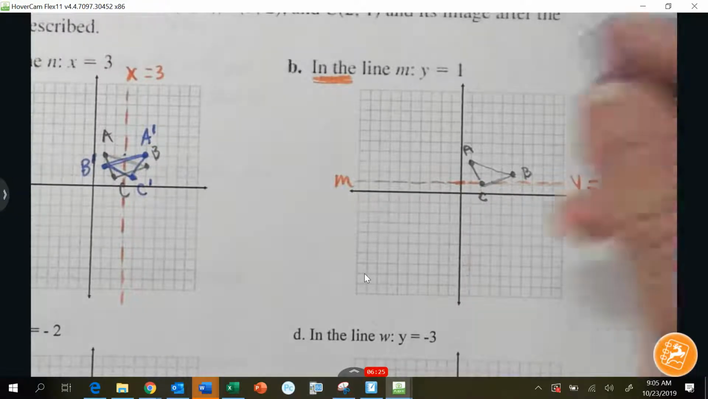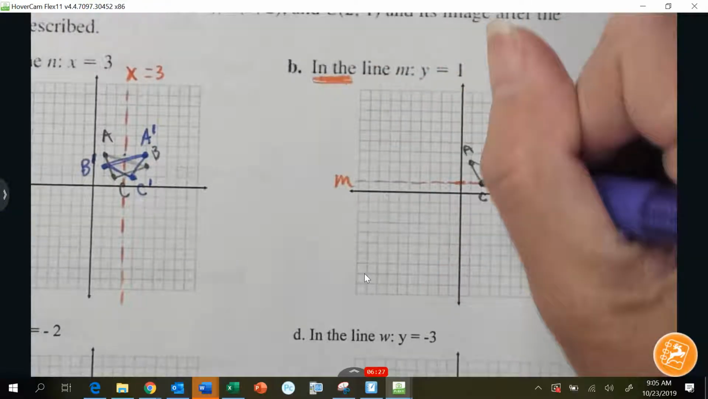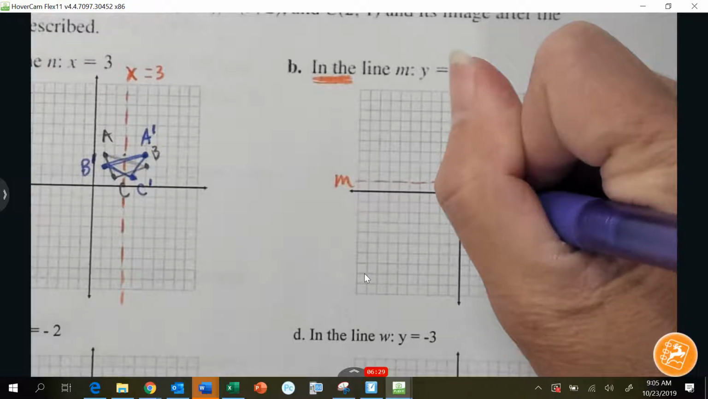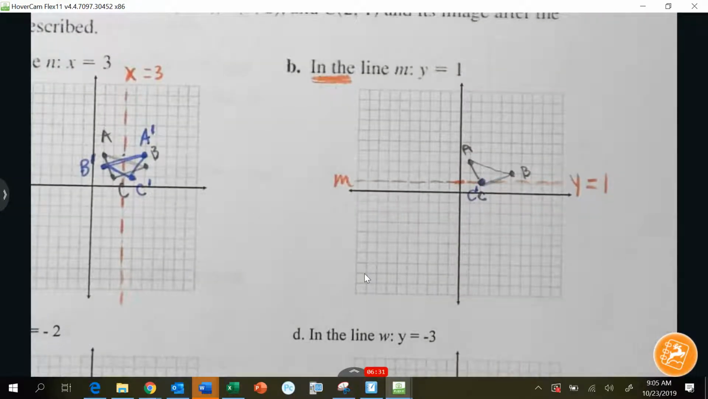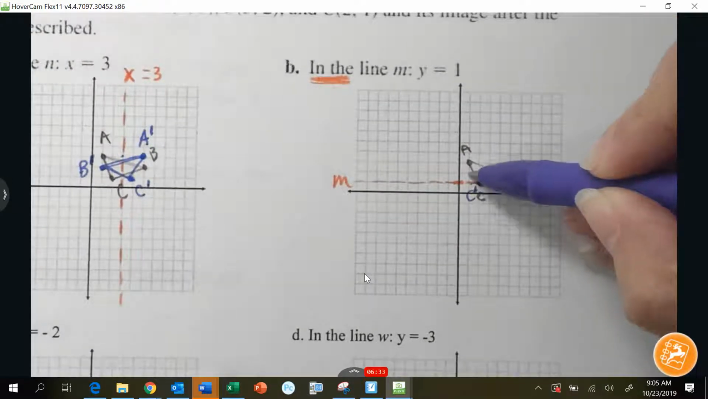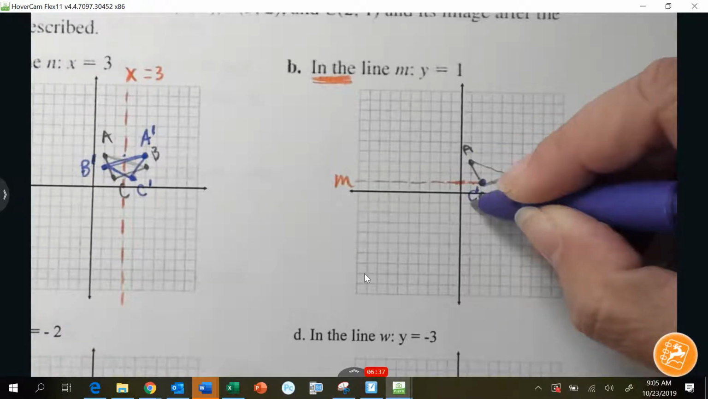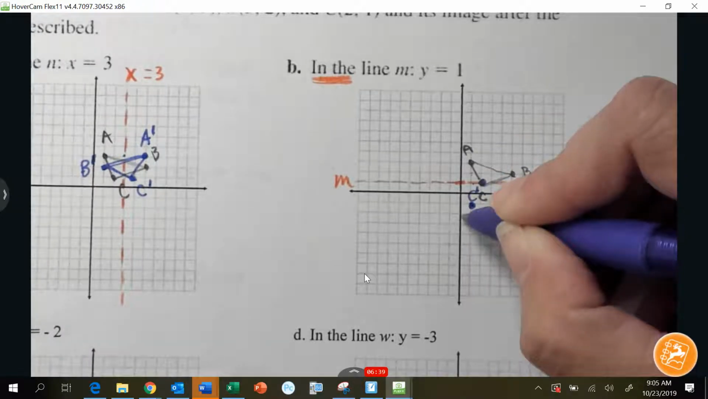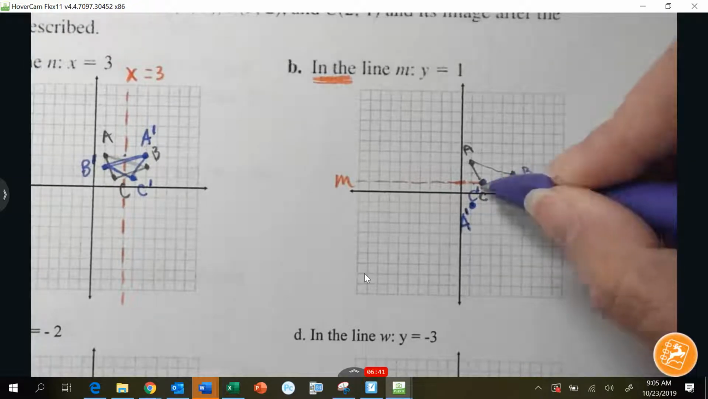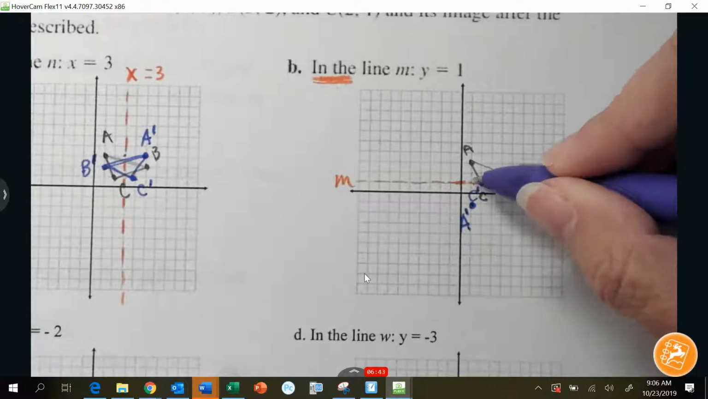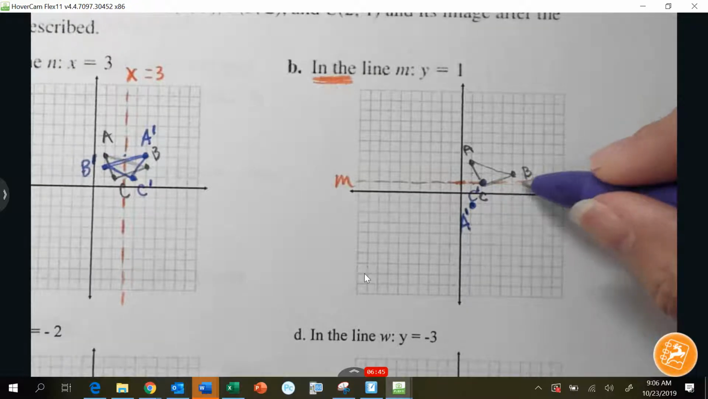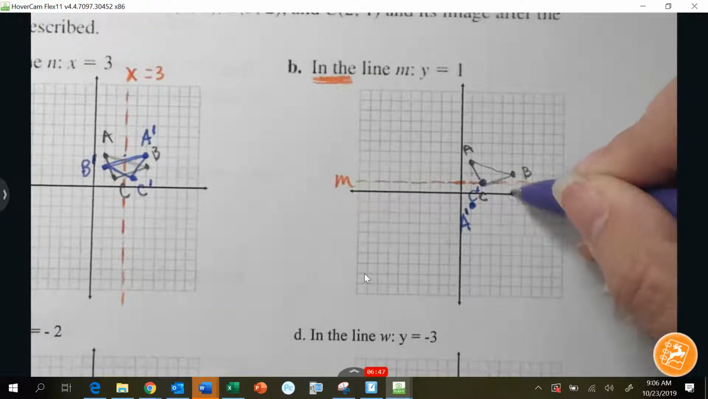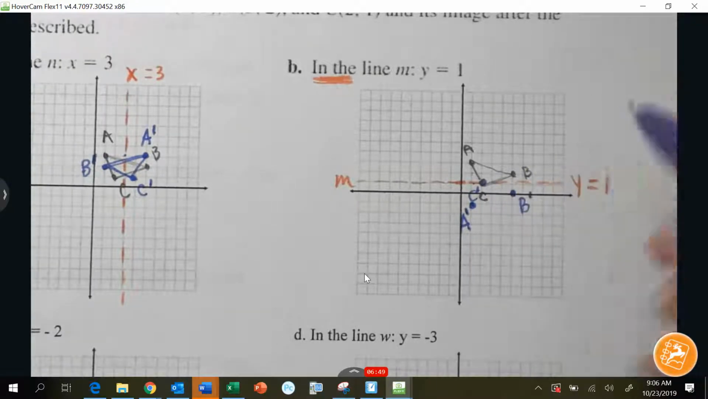C prime ends up in the exact same place, because it's already on the line of reflection. A is above the line, so A is going to end up below the line, A prime. It has to end up the exact same distance away. So if it's 2 above, then it's 2 below. B is 1 above, so now B is 1 below. B prime is 1 below.